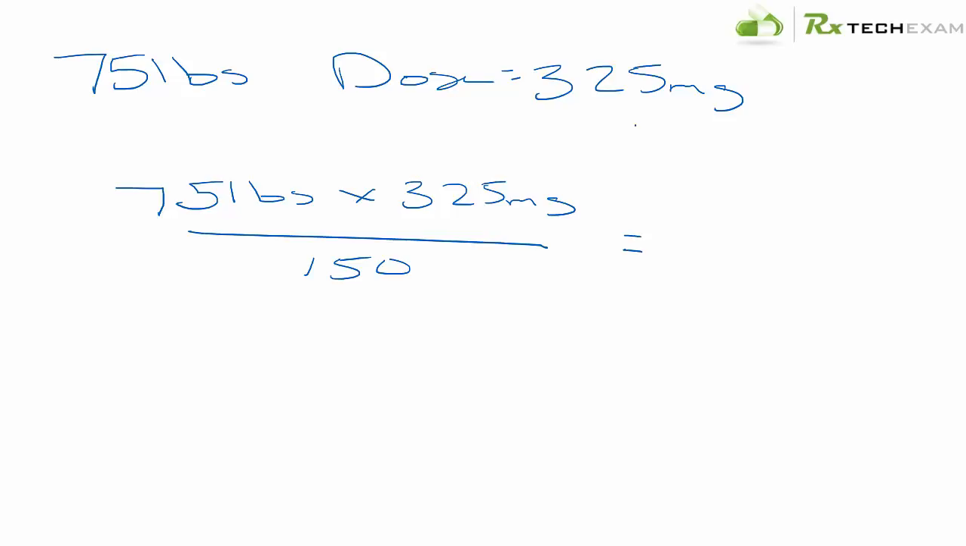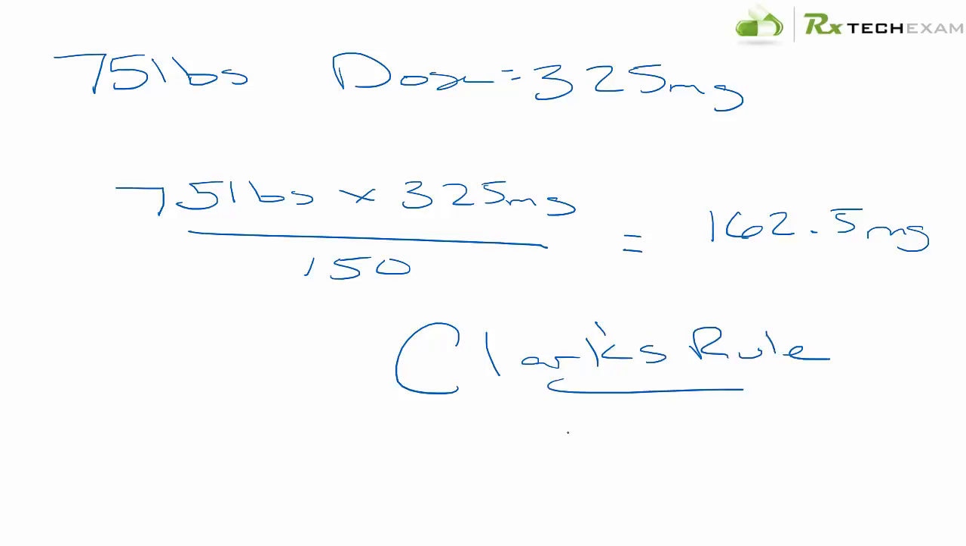Alright, 75 times 325 divided by 150 is 162.5 milligrams. So that's utilizing Clark's rule to determine the child's dose when the adult dose is 325 milligrams.